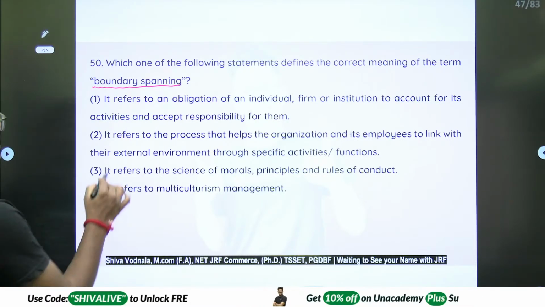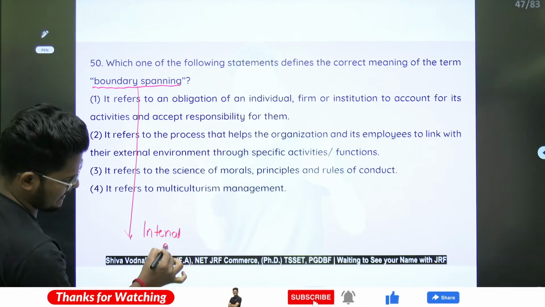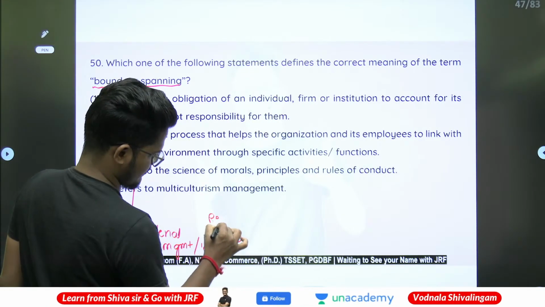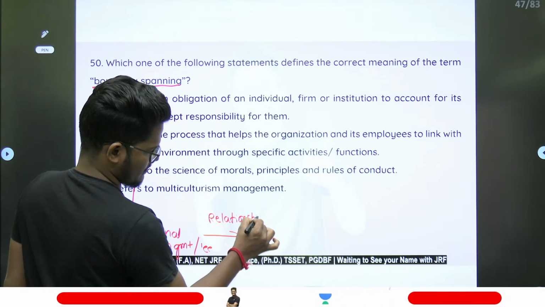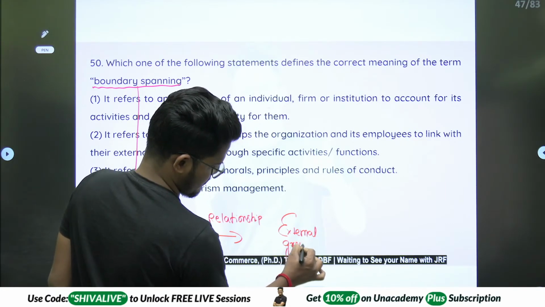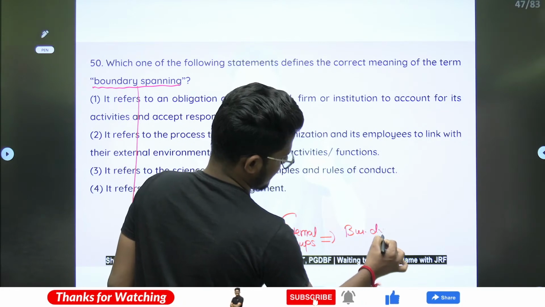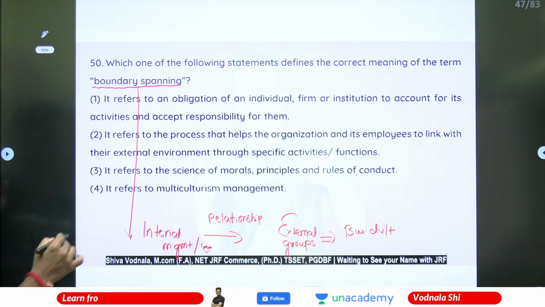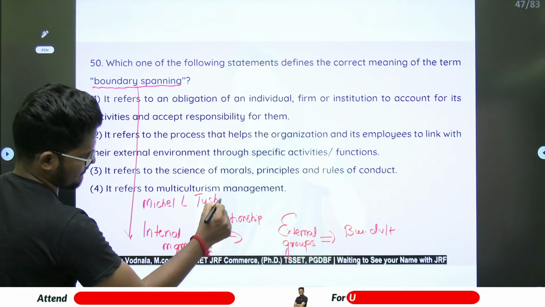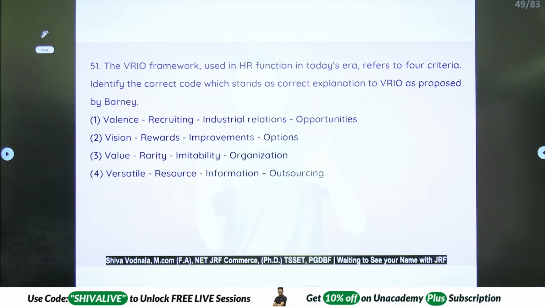So answer is 2. Actually, boundary spanning literal meaning is how the internal management or employees link or maintain relationships with external groups. It can be social groups or business groups. Maintaining a relationship with external groups is mainly for business development purposes. And this was originally given by Michael L. Tushman. The boundary spanning term is given by Michael L. Tushman. Answer is 2.